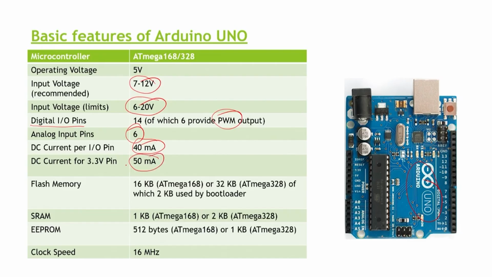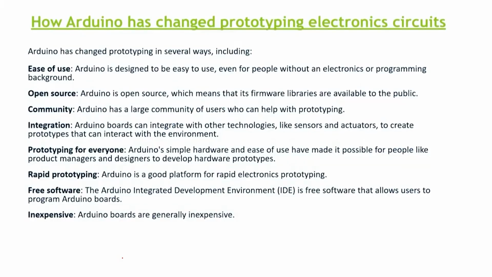Now, other than that, the memory is 16 KB if it is an ATmega168, or 32 KB if it is an ATmega328, of which 2 kilobytes are used for the boot loader part, and the rest you can upload your program. It also has some SRAM and EEPROM, and the clock speed is about 16 megahertz for such a system.